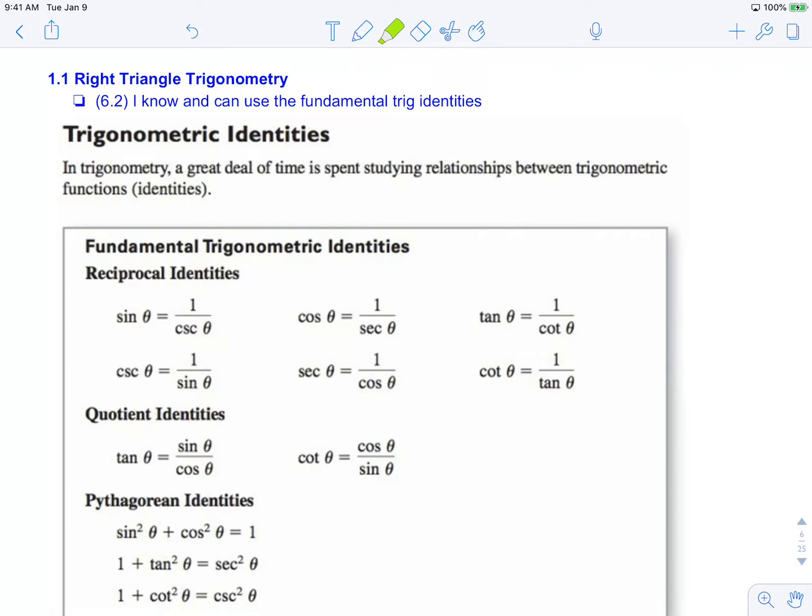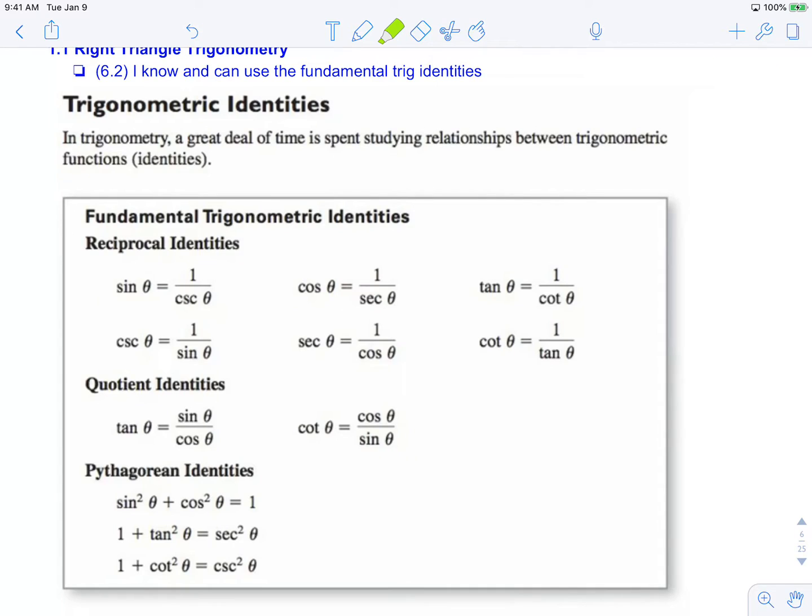I did not want to wait too long in the year before we start playing around with some trig identities. So these are the fundamental trig identities that we will deal with a lot of the year. And as we get further into trig, we'll start to look at more elaborate trig identities. But these are some basic ones that we should be familiar with: reciprocal identities, quotient identities, and Pythagorean identities.